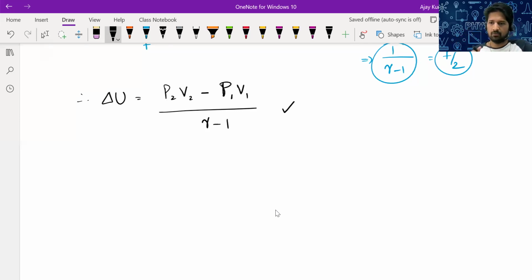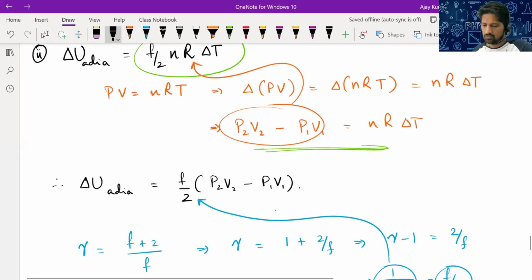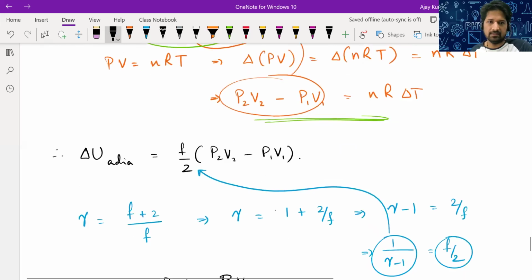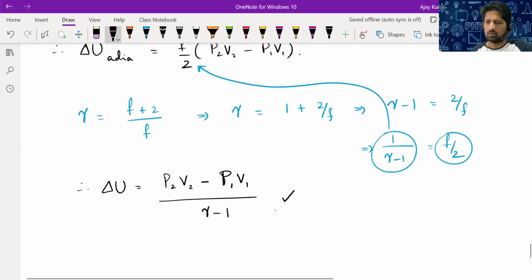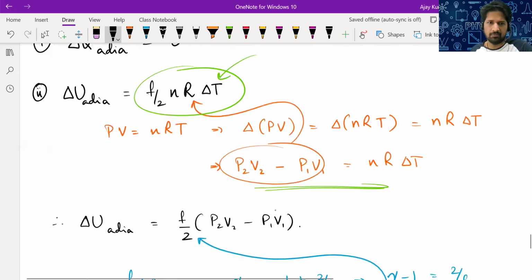Remember the fundamental formula. For delta U, the fundamental formula is F by 2 nR delta T. From there, you should know how to make it specific for that process. Then you are on the safer side. There's a lesser chance of making mistakes if you are conceptually strong. So practice these derivations. This is how you can find the change in internal energy in an adiabatic process. It all depends on what information is given in the problem.